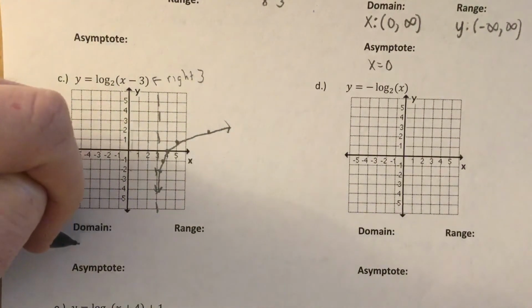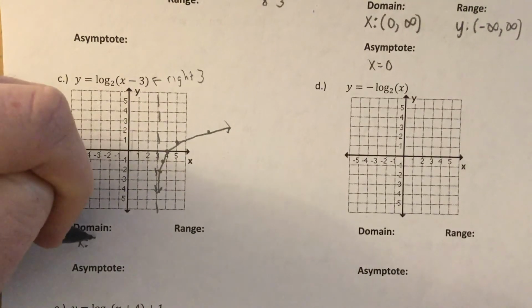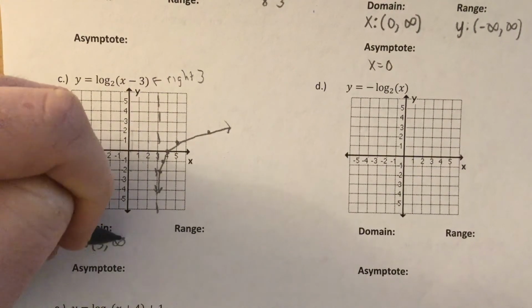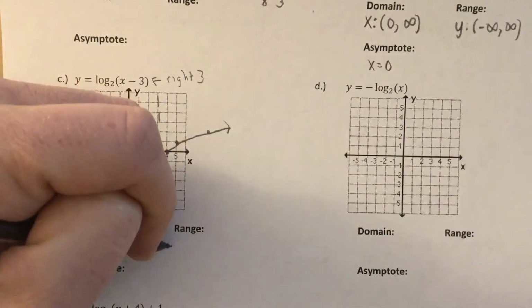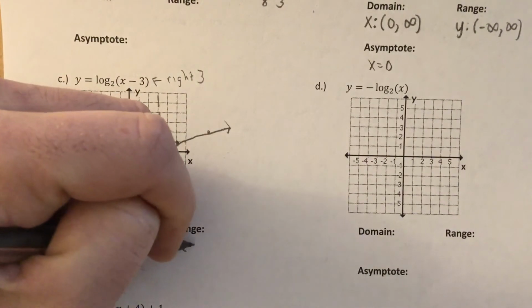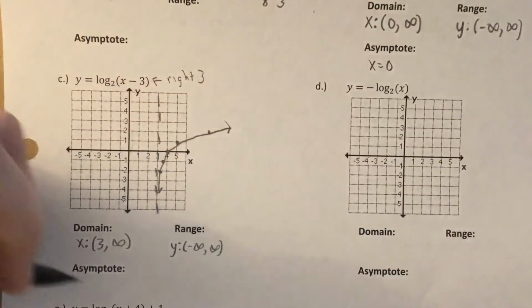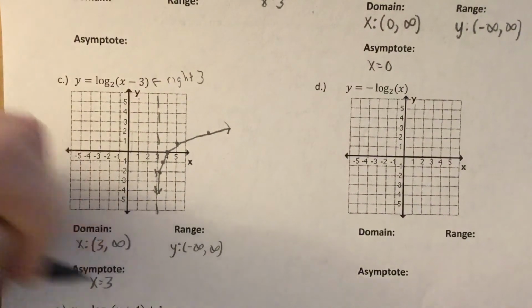So my domain does change now. It's getting really, really close to 3, but not touching. So 3 is less than x, which is less than infinity. My range does not change. That is still all real numbers. My asymptote is now x equals 3.